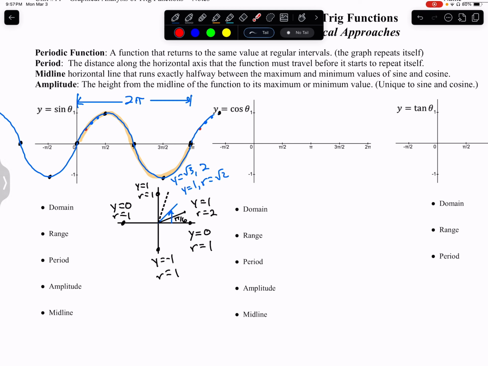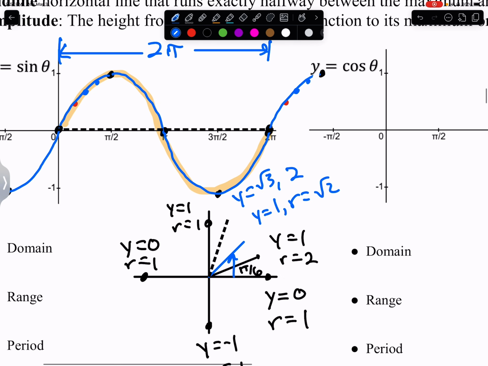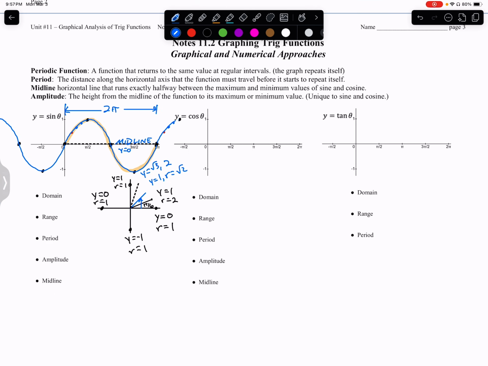Some of this other terminology, a periodic function is a function that repeats itself over regular intervals. And the sine graph is definitely periodic. A midline is the horizontal line that runs halfway through the maximum and minimum value. So this is a max, this is a min. Halfway through, that's going to be through here. This is the midline at y equals 0. The midline is a term that's unique to sine and cosine.